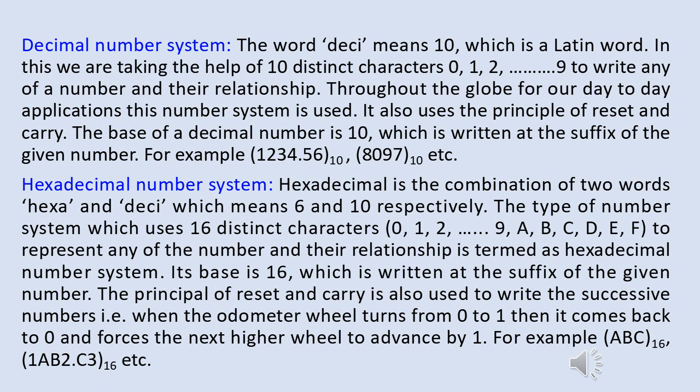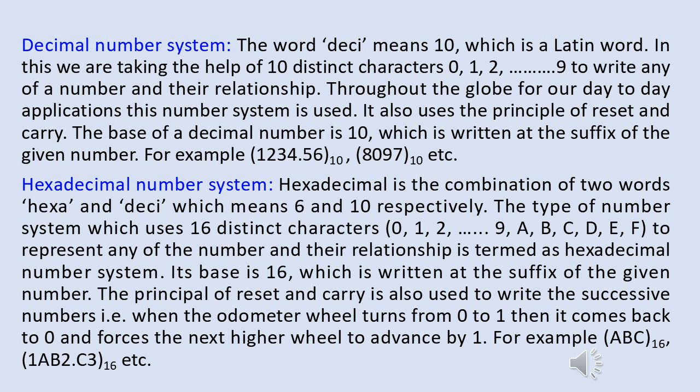Then finally we will discuss the hexadecimal number system. Hexadecimal is the combination of two words, hexa and deci, which mean 6 and 10 respectively. The type of number system which uses 16 distinct characters, that is from 0 to 9, and capital A, B, C, D, E and F to represent any number, and the relationship is termed the hexadecimal number system. Its base is 16, which is written as a suffix of the given number.